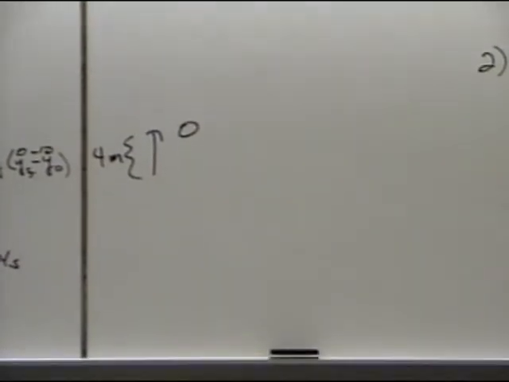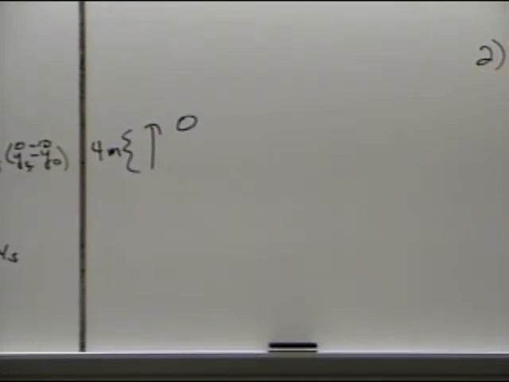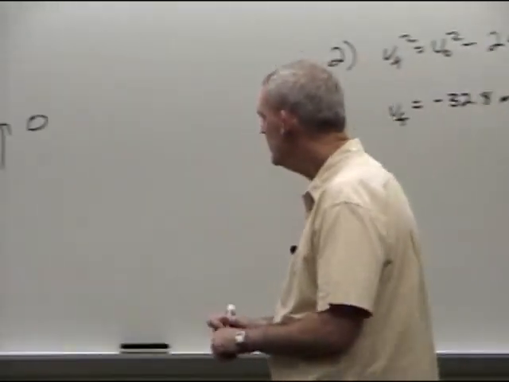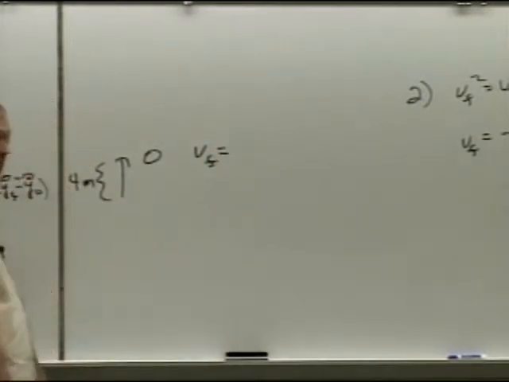again, what is the acceleration? Has the acceleration changed on this thing? No. Acceleration is still negative 9.8 meters per second squared, going down. What's his final velocity at this juncture when he gets up to his maximum height? Zero.